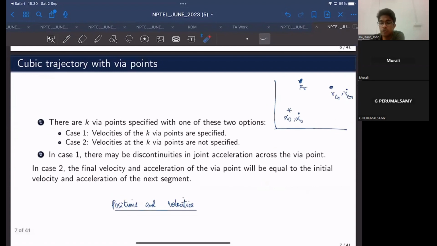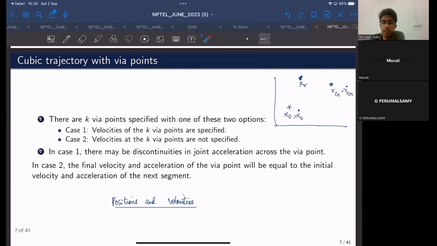I would urge you to check the MATLAB codes that are being discussed in the classes, so that you will also get a real feel of what is going on in the background. If you plan a trajectory that goes through a via point using case one, what will happen? If you plan a trajectory that traverses through a via point based on case two, what is going to happen? You can actually see that in real time.